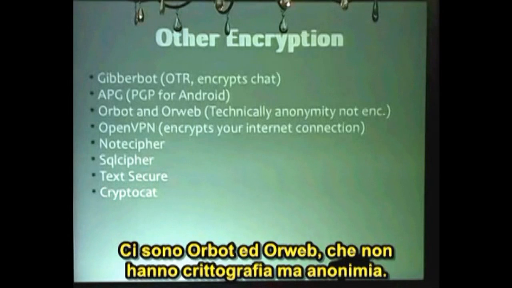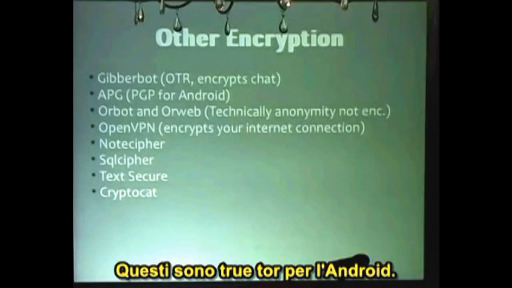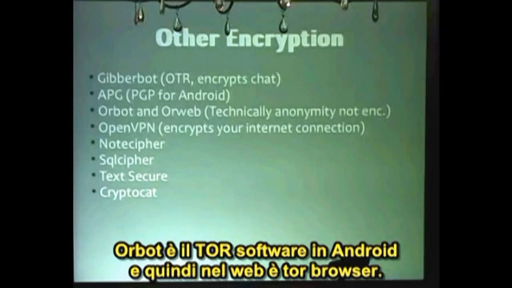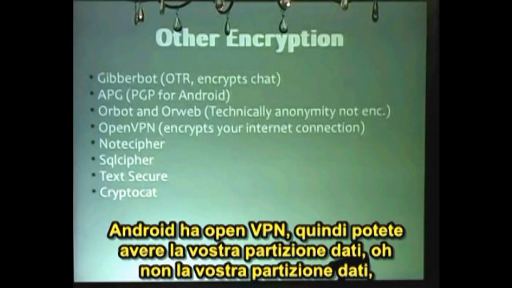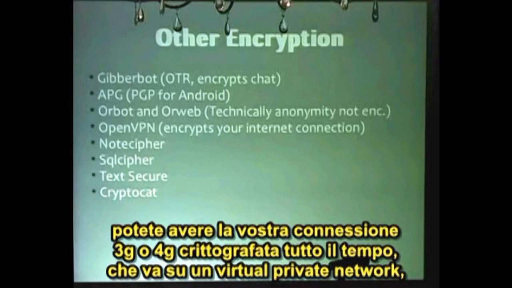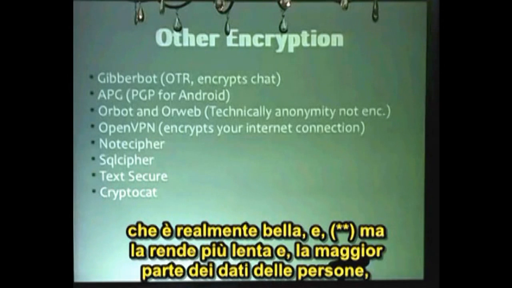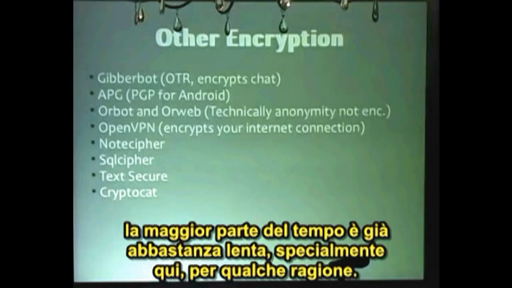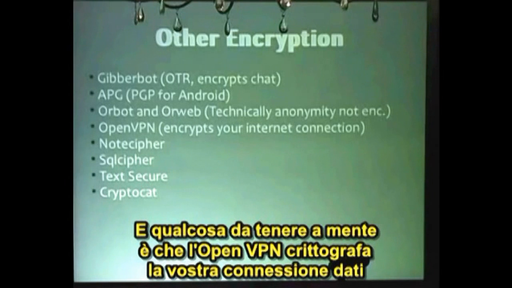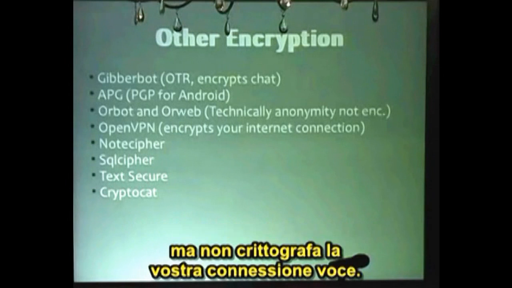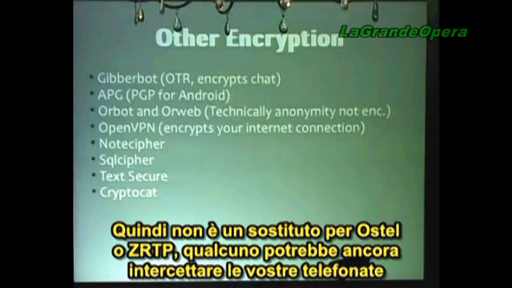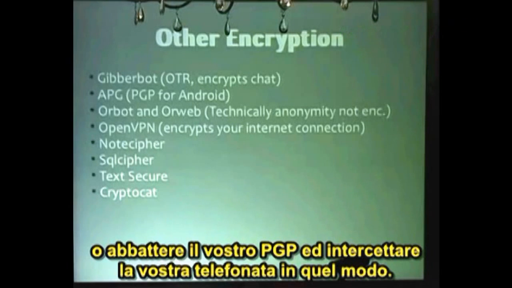There's Orbot and Orweb, which are not encryption, but anonymity. This is Tor for Android. Orbot is the Tor software on Android, and then Orweb is the Tor browser. Android has OpenVPN, so you can have your data partition, or sorry, not your data partition. You can have your 3G connection, or 4G, encrypted all the time, going over a virtual private network, which is really nice and worth doing, except it makes it slower, and most people's data most of the time is already pretty slow, especially here for some reason. And something to keep in mind is that OpenVPN encrypts your data connection, but it doesn't encrypt your voice connection. So this is not a replacement for using Ostel or ZRTP. Somebody could still intercept your phone call or drop you down to 2G and intercept your phone call that way.